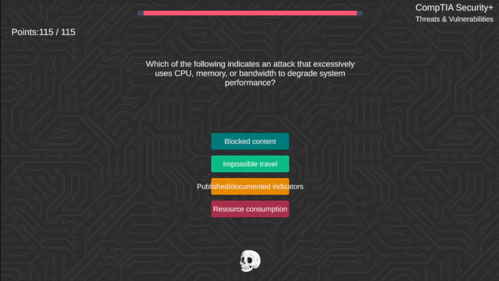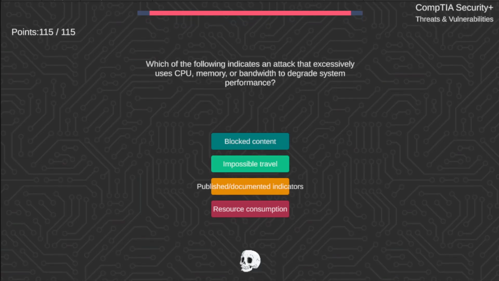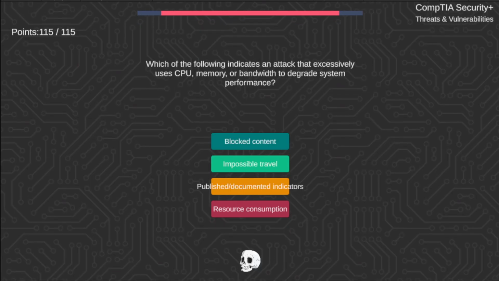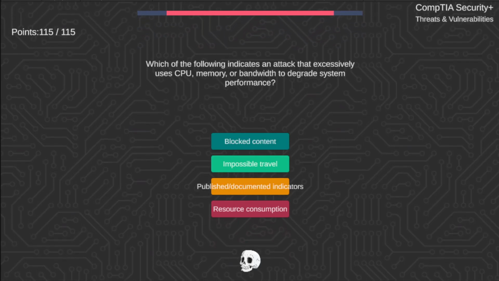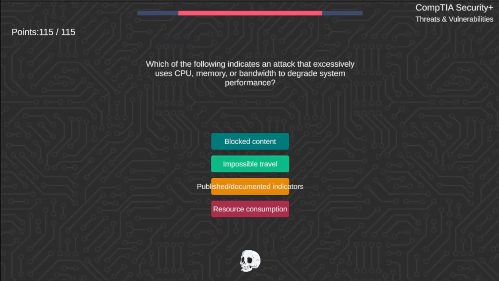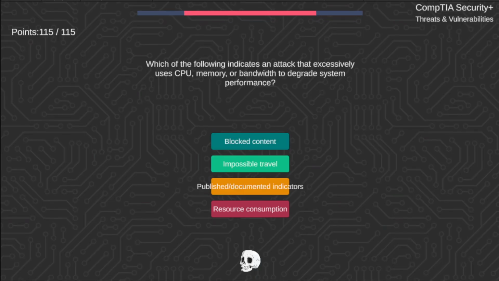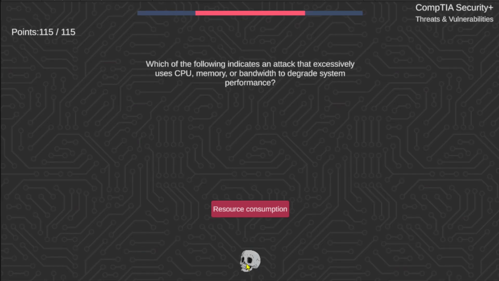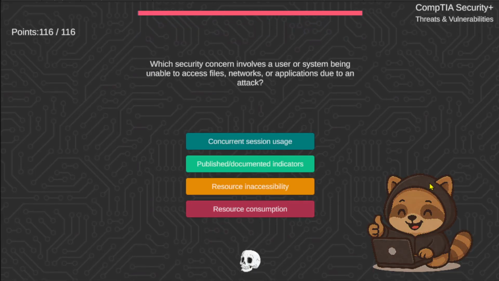Which of the following indicates an attack that excessively uses CPU, memory, or bandwidth to degrade system performance? Blocked content, impossible travel, published documented indicators, or resource consumption. Correct answer is resource consumption.